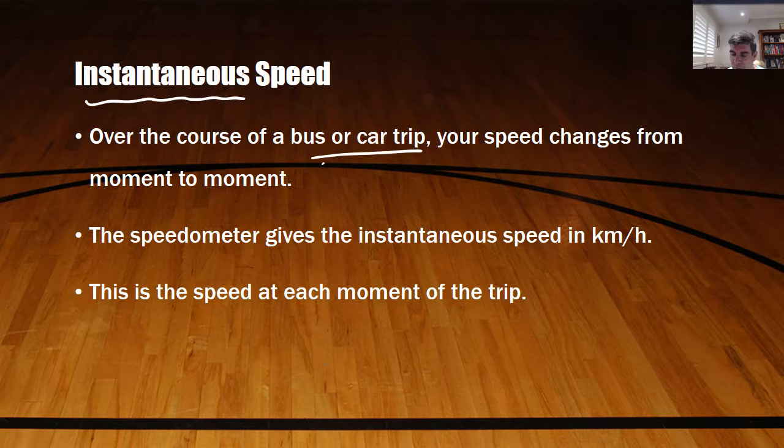As I mentioned, if we're traveling on the way to and from school in a bus or a car, the speed is going to continue to change from moment to moment. Sometimes you will be traveling at 60 kilometers an hour, other times you'll be stationary at a traffic light. The speedometer in the car is actually a measure of instantaneous speed. Of course, it's not in meters per second, it's in kilometers an hour, but it gives you the same thing. It shows you how the speed is changing for each moment of your trip.